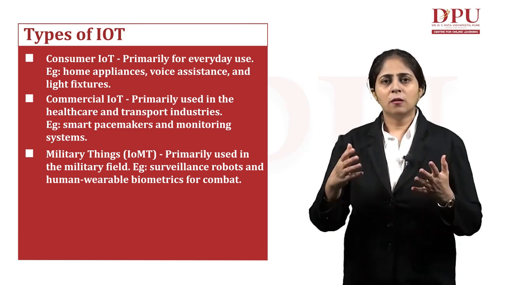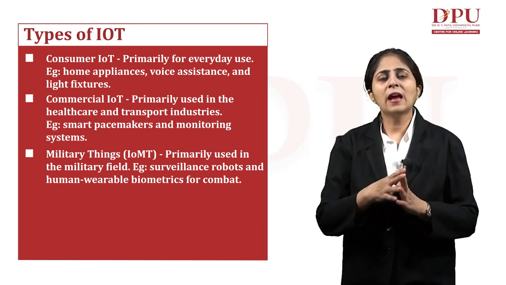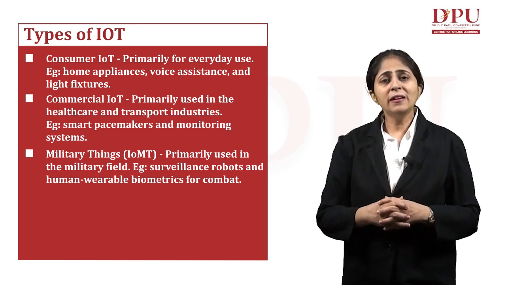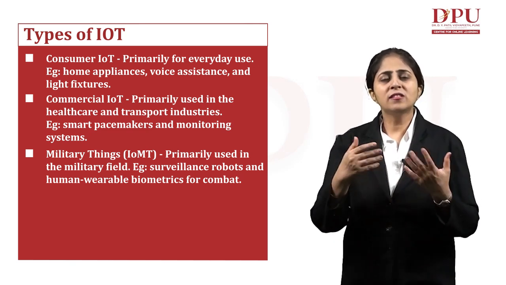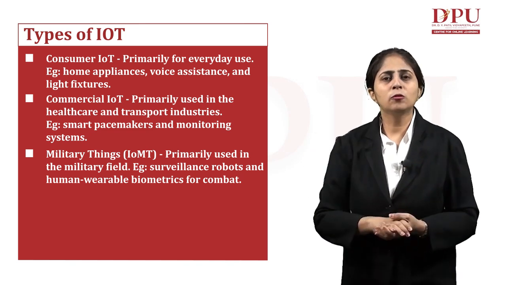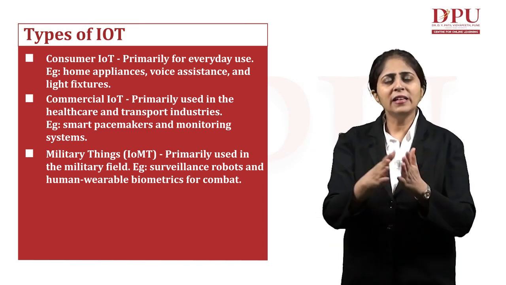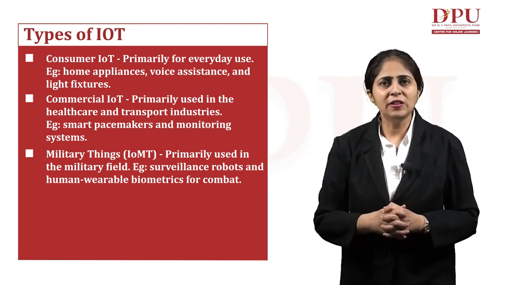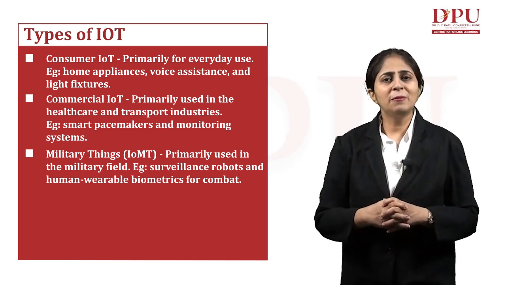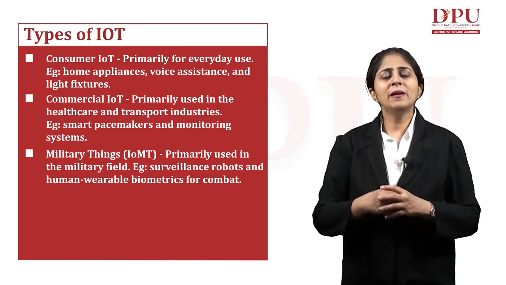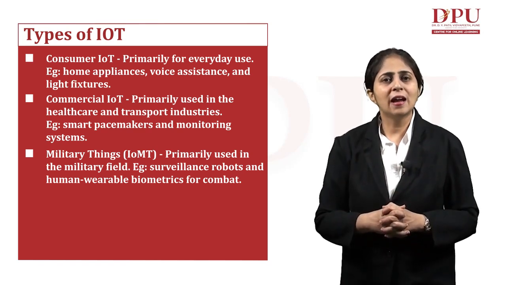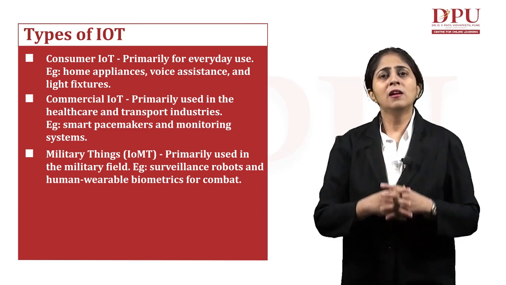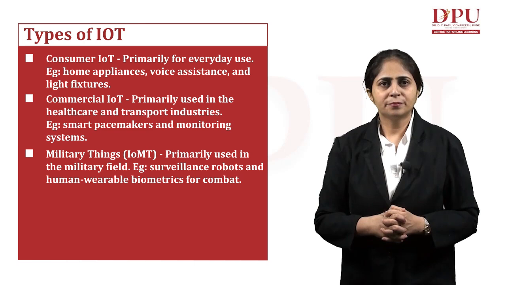That means today, humans do not have to be in the field all the time to track the activities of our enemies. But what can be done? We can have surveillance robots traveling into the field, which can detect any uncertain, unknown activities that are happening in the military field. We have human wearable biometrics, which can help people detect any such activity happening in the military field. So this Internet of Things is even more useful in the military field nowadays.